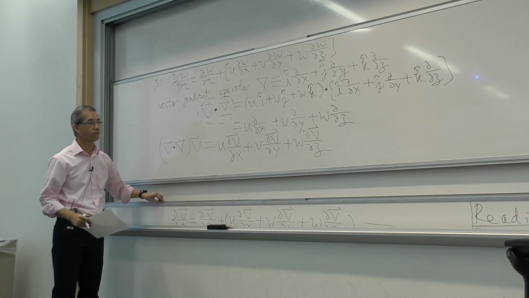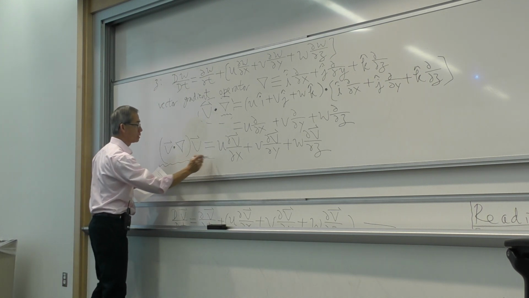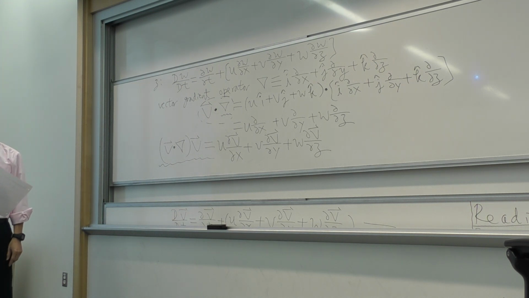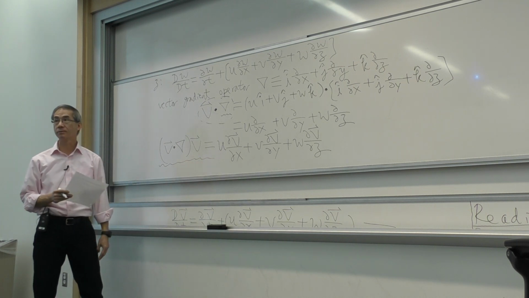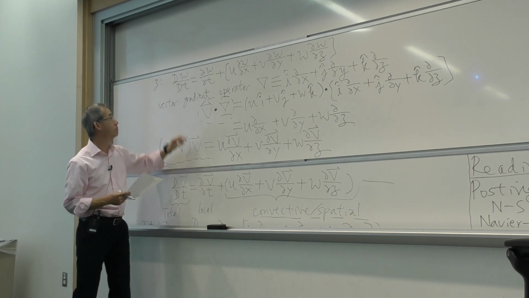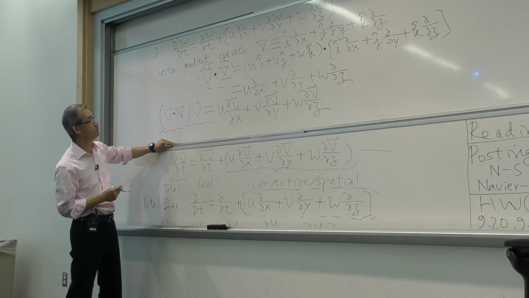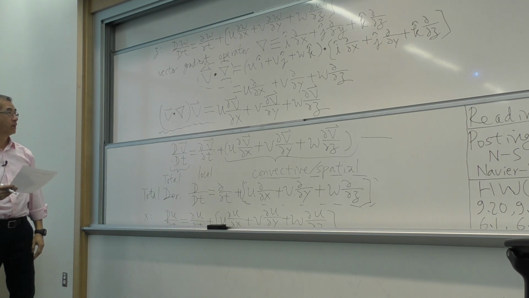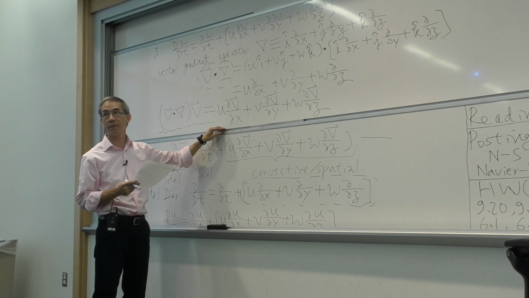What does that remind you of? When I form this rather impressive looking vector operator, what does that remind you of? Convective acceleration. Very good. Right here. By introducing this vector notation of a gradient operator, I have reproduced this so-called convective or spatial acceleration.